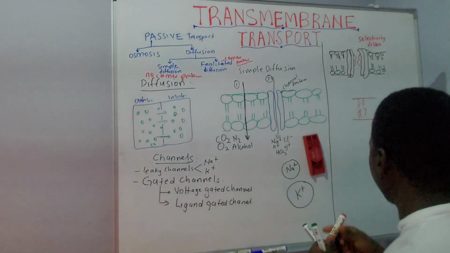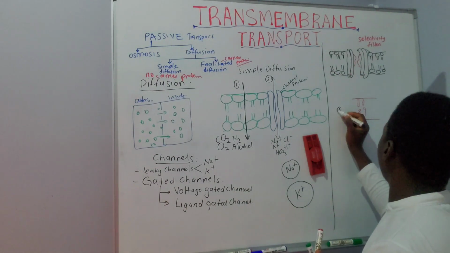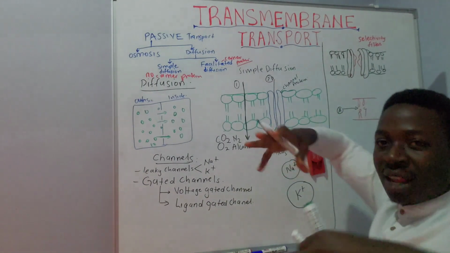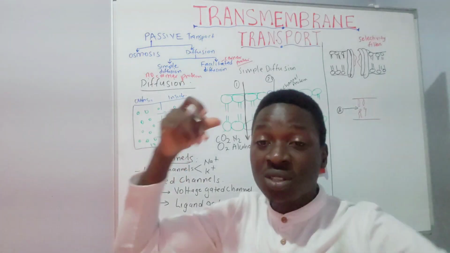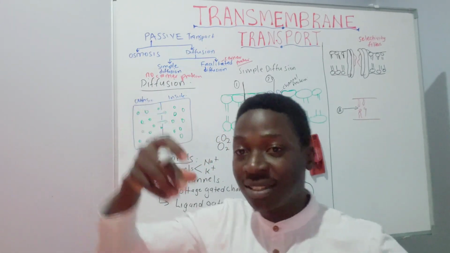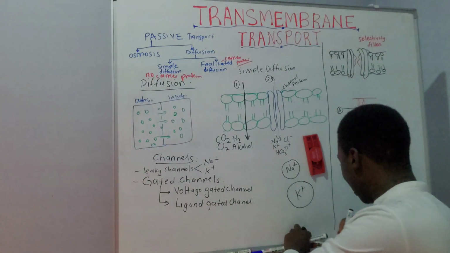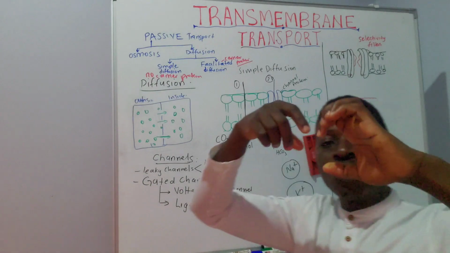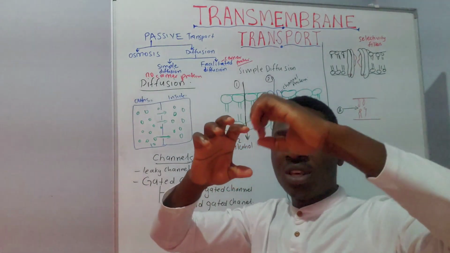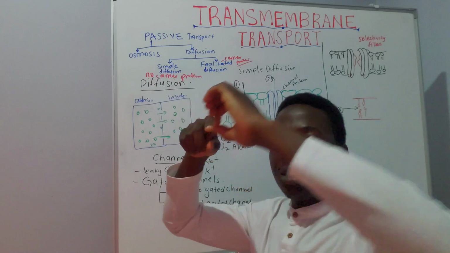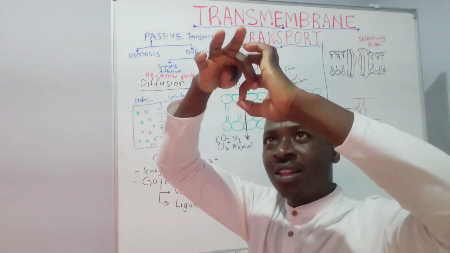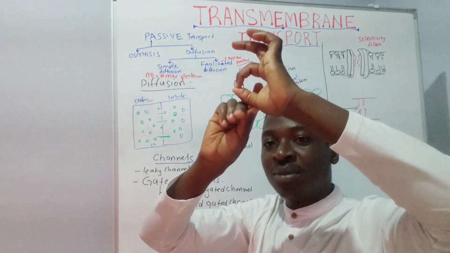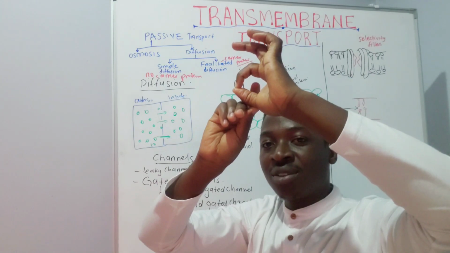So if A wants to get across, let me call them hands. Those selectivity filters are like hands. If this is the tube, then within it, if you can see, there are some finger-like projections, and those are what you call selectivity filters.